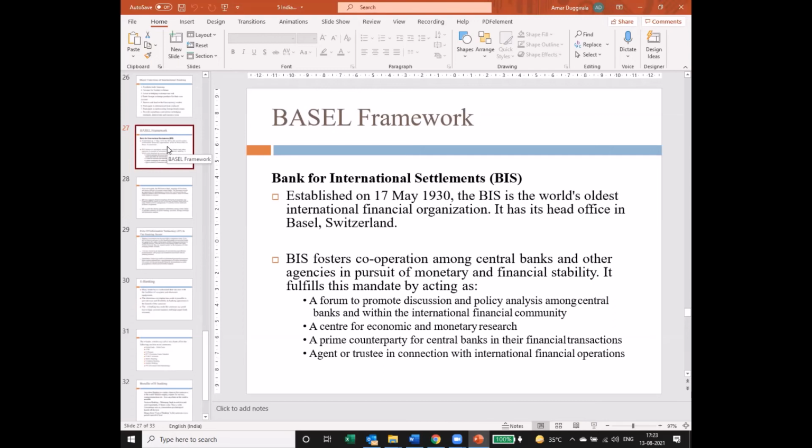Obviously, there are international transactions that are happening which are managed and monitored by central banking authorities. They are directly involved in it. So how to have a common path to cross each other in terms of transactions? It was BIS. Agent or trustee in connection with international financial operations. Obviously, because when you do international transactions, you would have to have an agent in between.